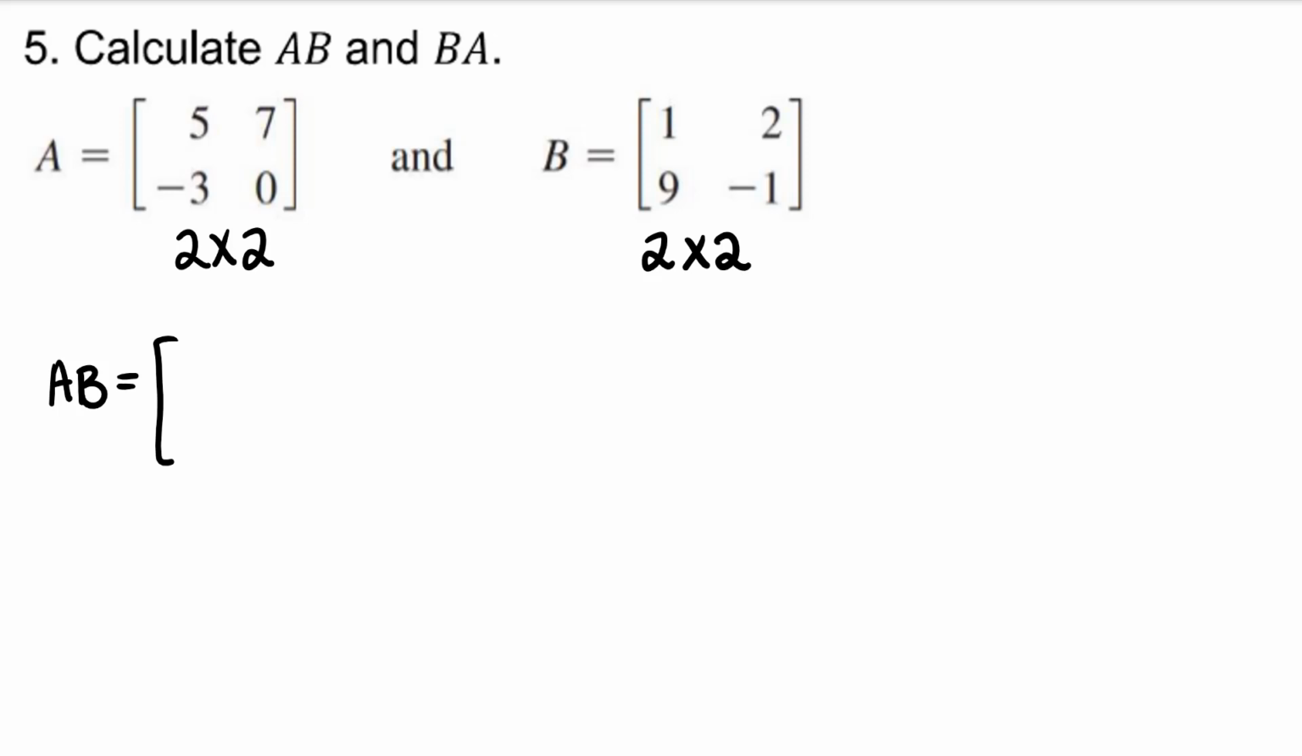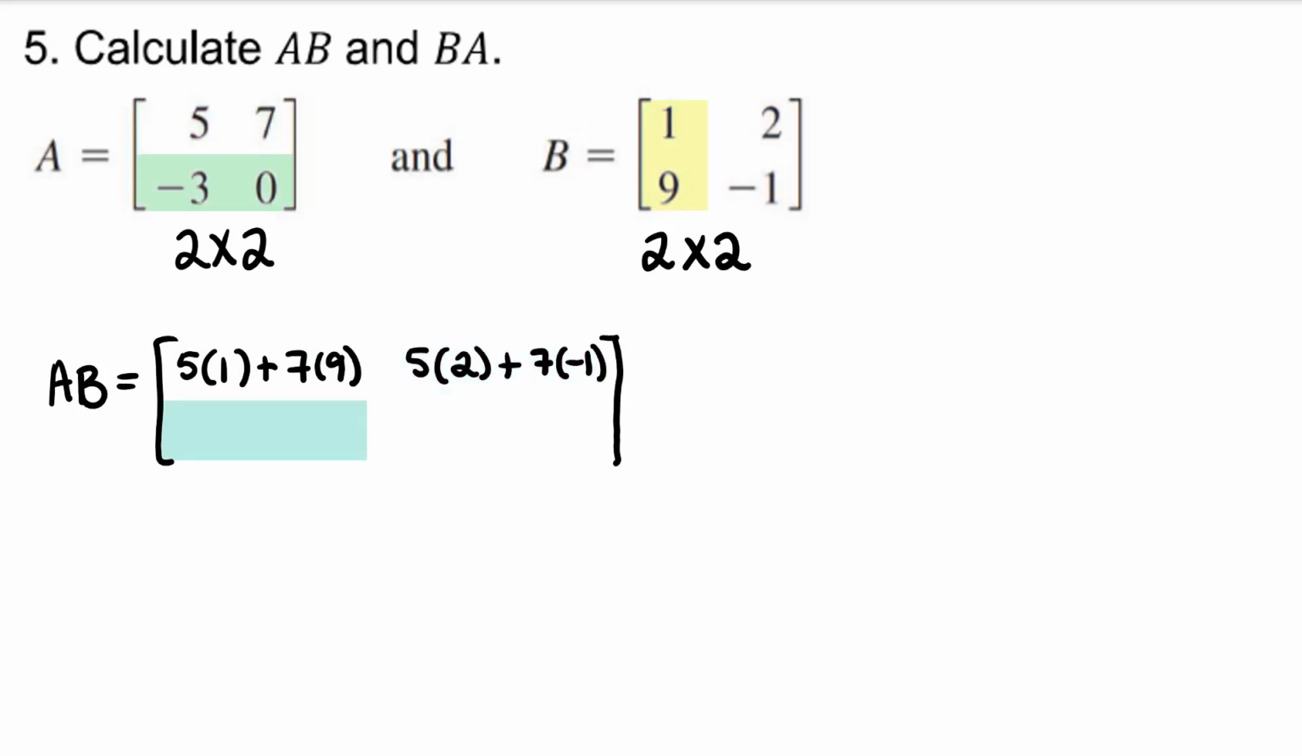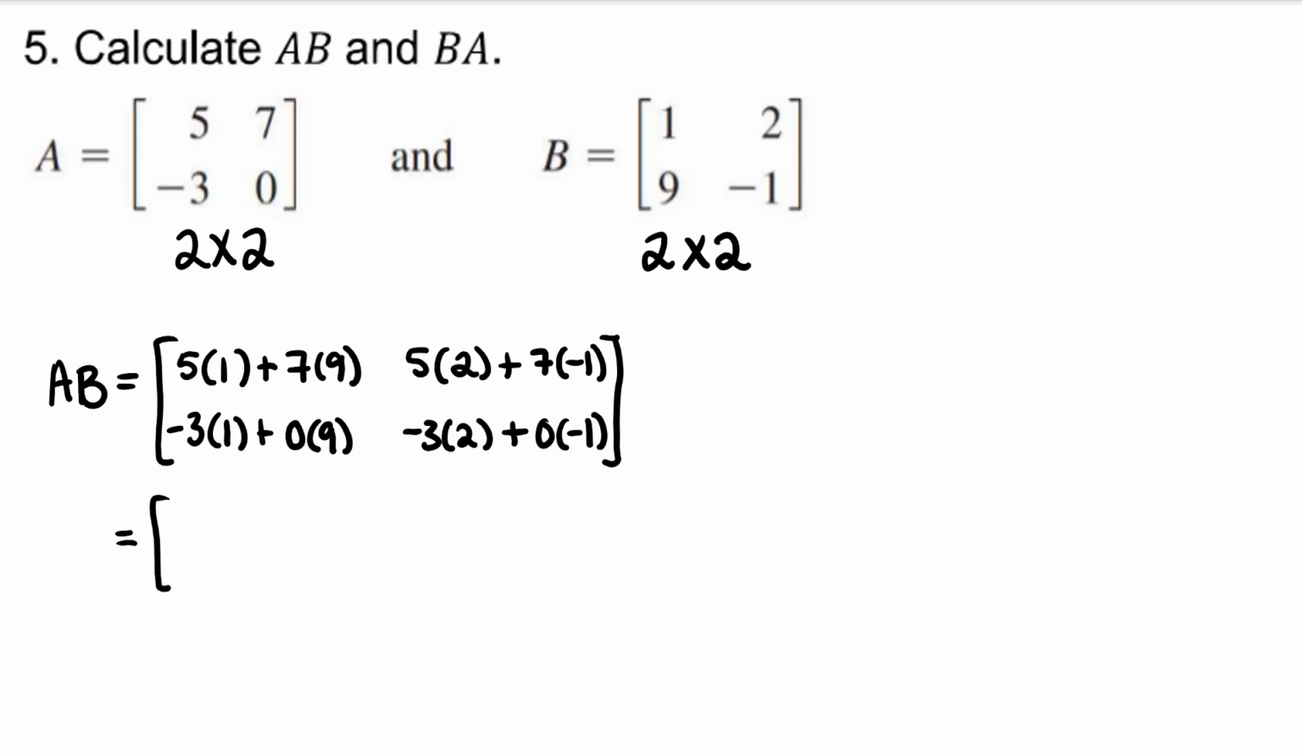Find the inner products for A times B and simplify to get A times B. Remember, the multiplication of an inner product is always row by column, the same way we label dimensions, row by column. And your result for A times B is 68, 3, -3, -6.